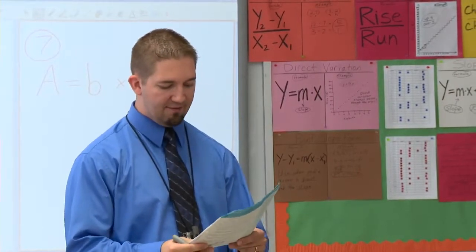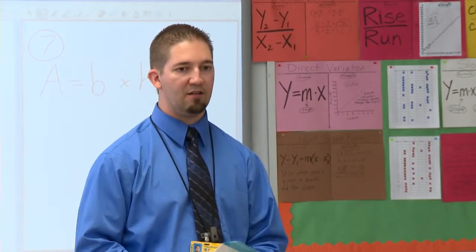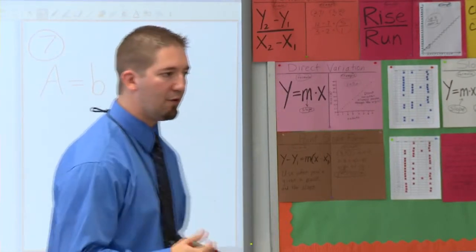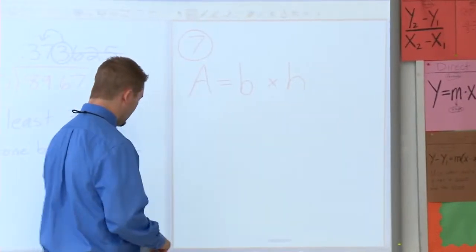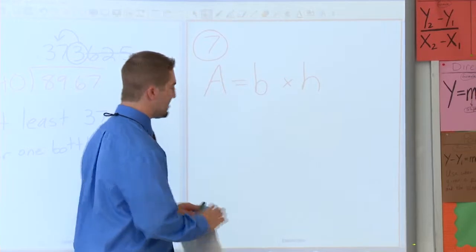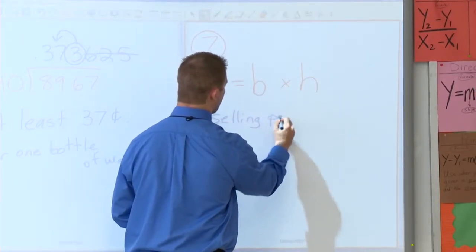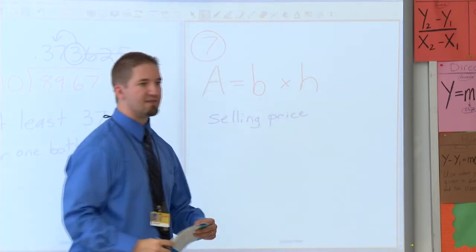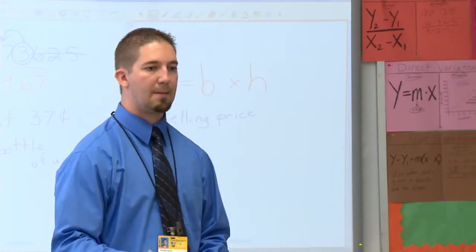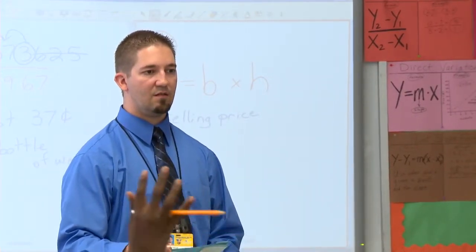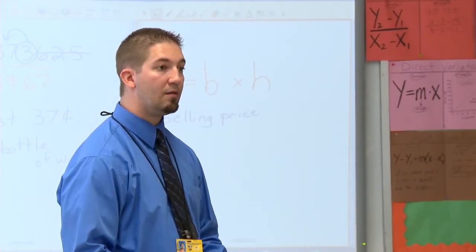For question number 7, what are the different variables that are involved in making a profit? What are some different variables that are involved in making a profit? Jenna? Whatever they're selling, how much they're selling it for. Okay, so how much you're selling it for is going to be a variable. So the selling price. What would be another variable? Okay, Destiny? The number of items?